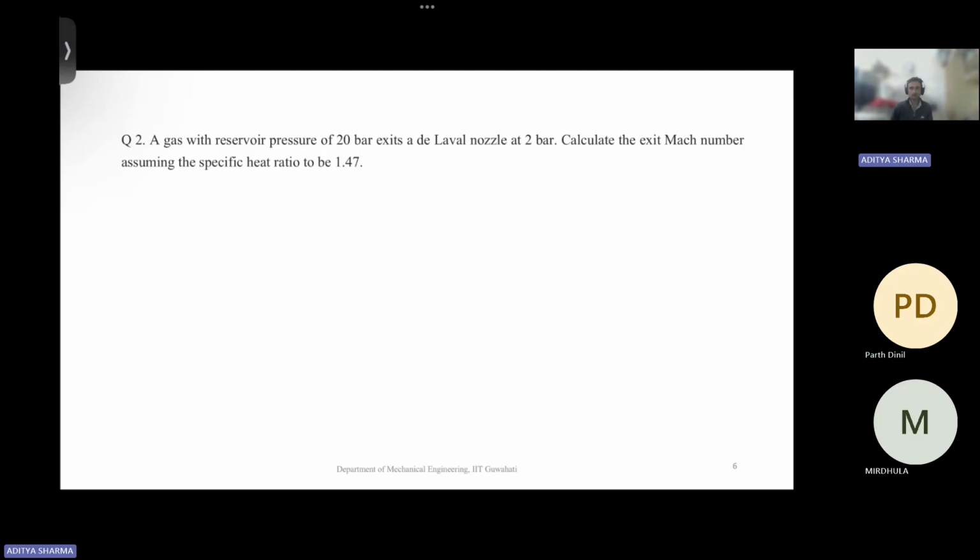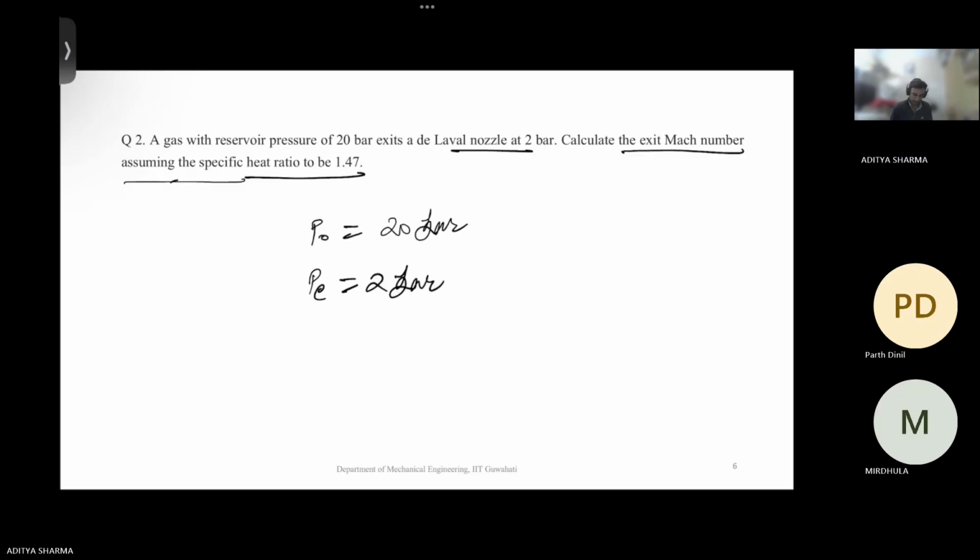Then the second question we have: a gas with reservoir pressure of 20 bar exits a de Laval nozzle at 2 bar. Calculate the exit Mach number assuming the specific heat ratio is this. So what is given to us? Reservoir pressure is given as this. Exit pressure is given as this. Then gamma we have been asked to assume as this. And exit Mach number we have been asked to calculate.